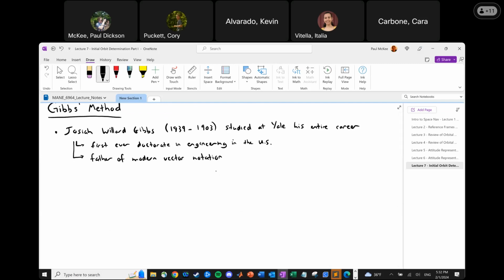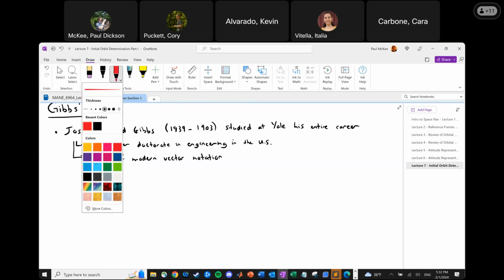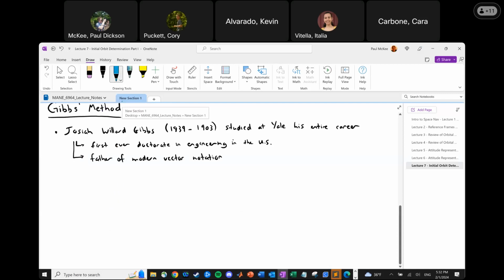So let's get a nice little picture going here. Why don't we change colors and we'll make this the Earth. Nice little sky blue going. So let's say this is the Earth.